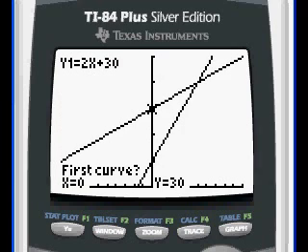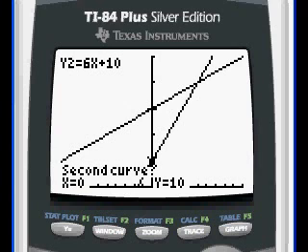Alright, now it asks us for the first curve. What they mean by the first curve is the first function, even though our lines are very straight and not curvy. The calculator just uses the word curve to mean function. The first curve, up in the upper left-hand corner of the screen, we see y1 is equal to 2x plus 30, and that is the first one we want to choose. And we want to compare it with where it's going to intersect with our second curve, which is y2 is equal to 6x plus 10. And then I'm going to hit enter.